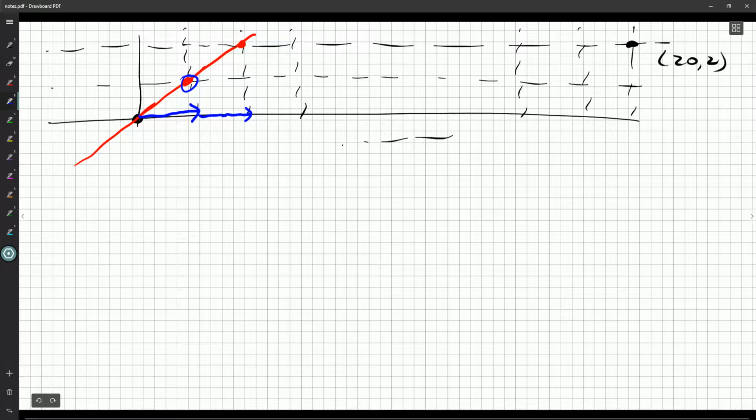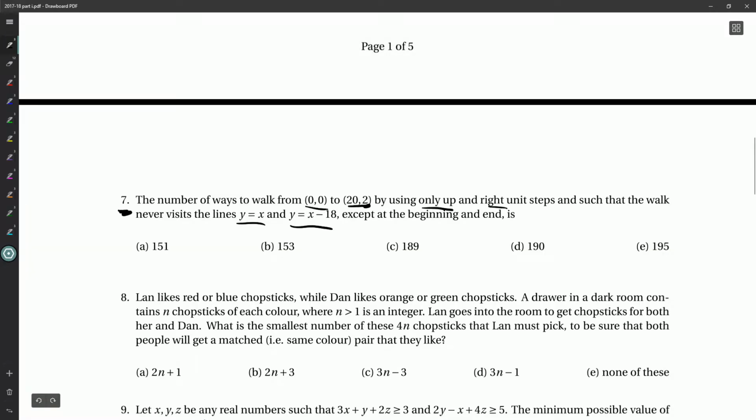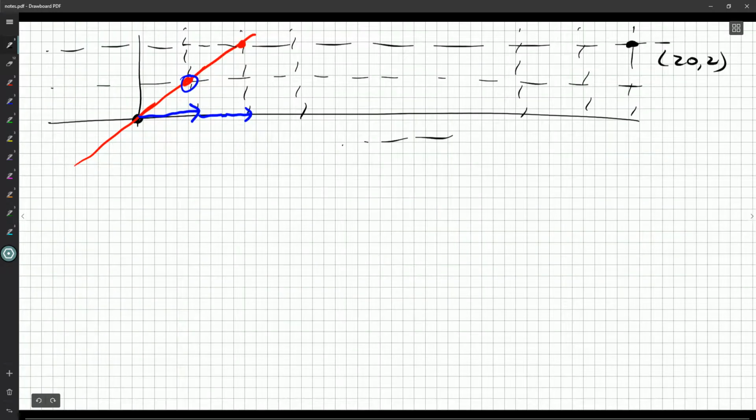Well, there was that line, y equals x minus 18. Right? Y equals x minus 18. Now, if we were to extend this down here, that passes through 0, minus 18. And it's going up parallel to y equals x, because they've got the same slope. So it hits here at 18, 0. Goes up like this.